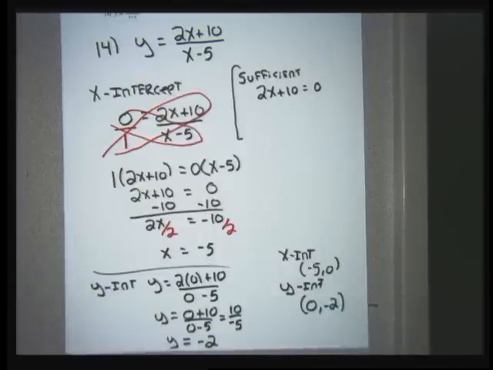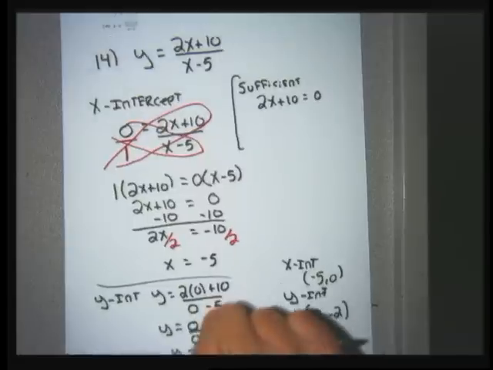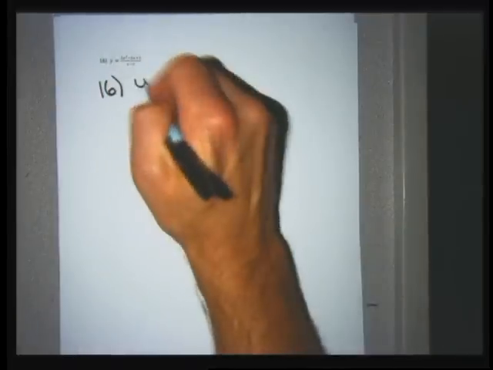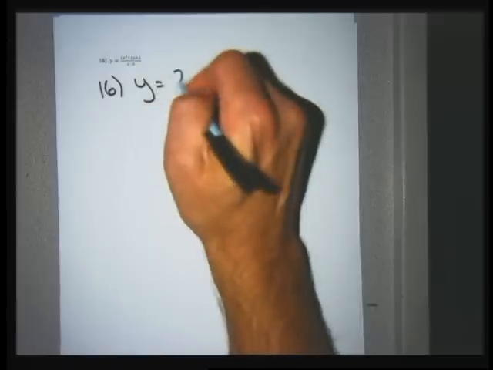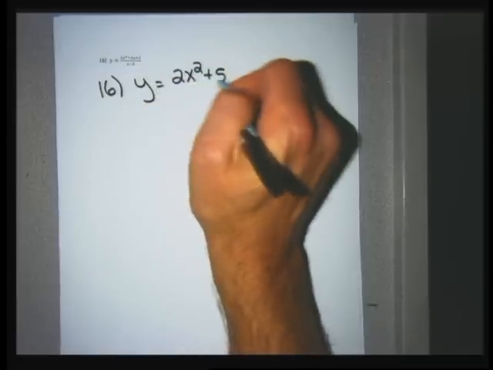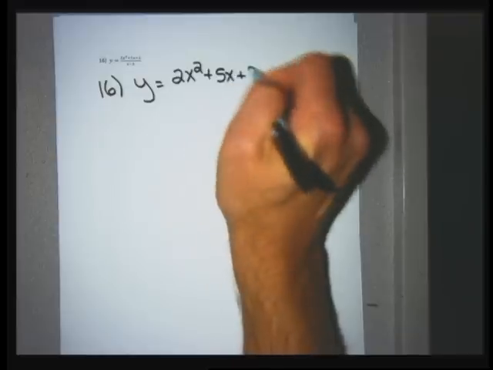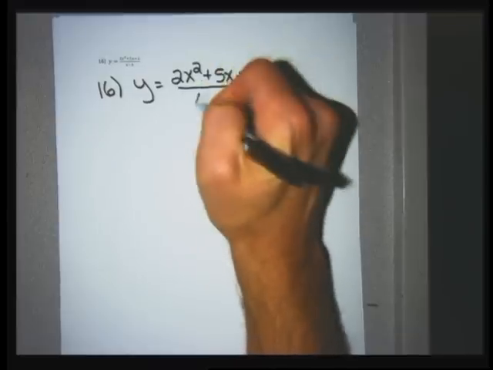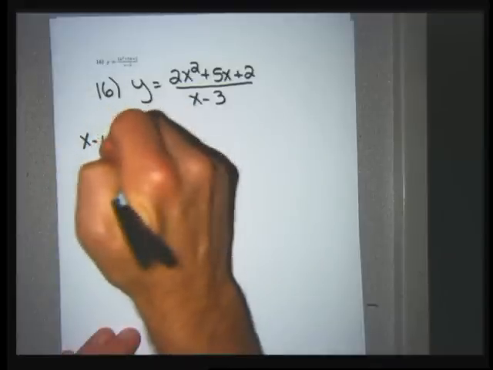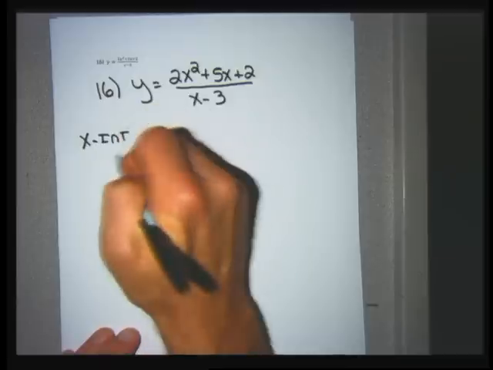All right, getting close to the end of this first style of problem. 16 is another lovely fraction. The y-intercept is going to be easy again. The x-intercept isn't going to be so easy. So I'm going to do the x-intercept first. To do an x-intercept, you let y equal 0.